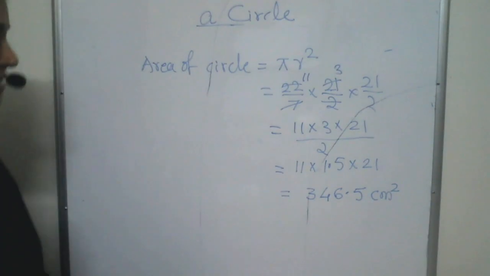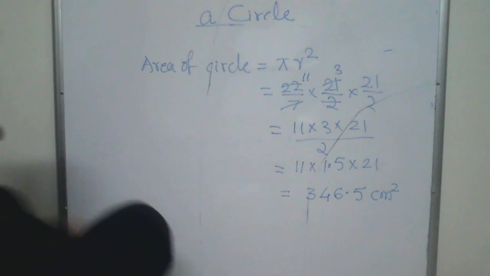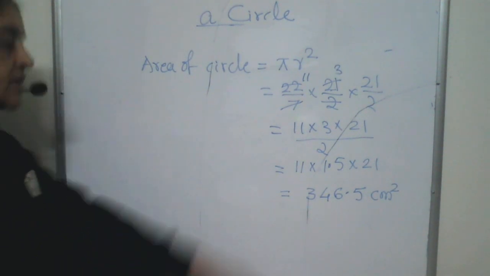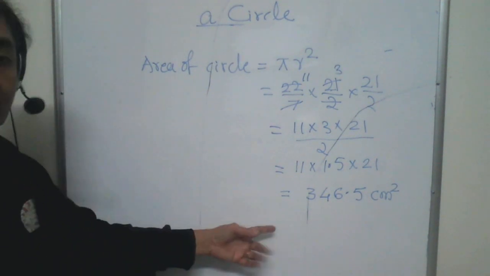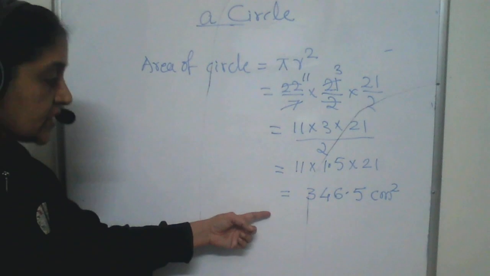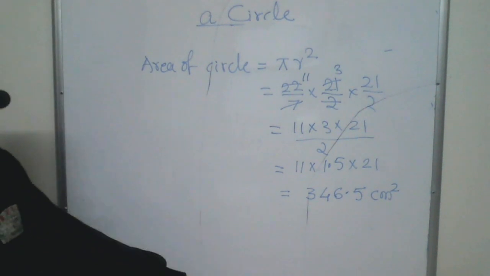Now you can see that the square has acquired lesser area than that of the circle here. Circle is acquiring more area.